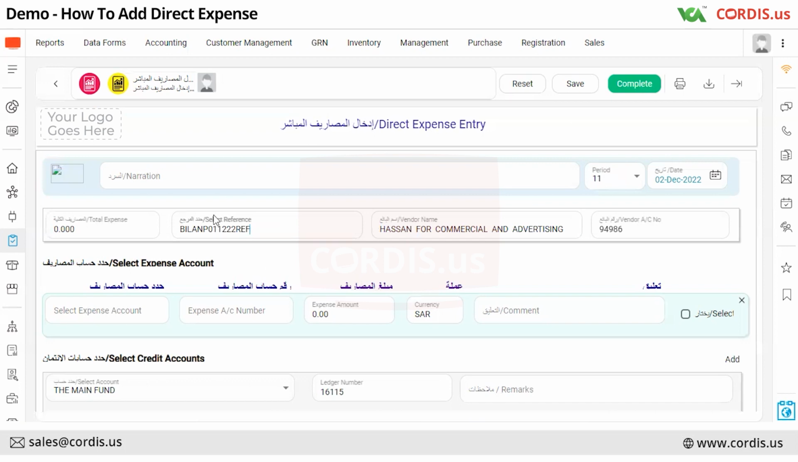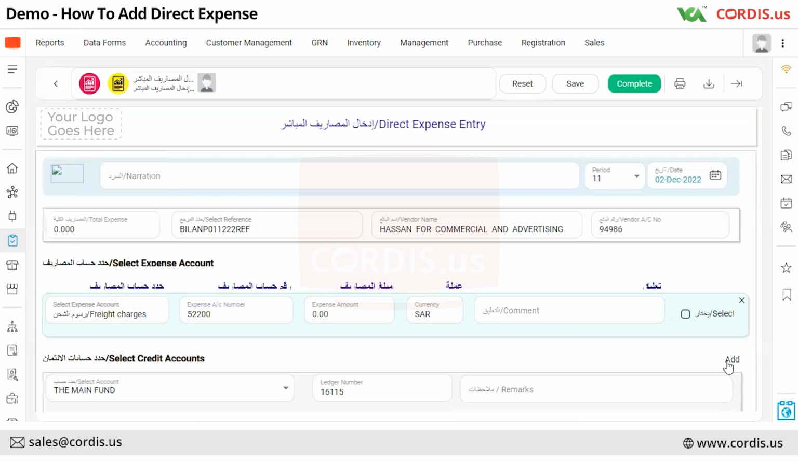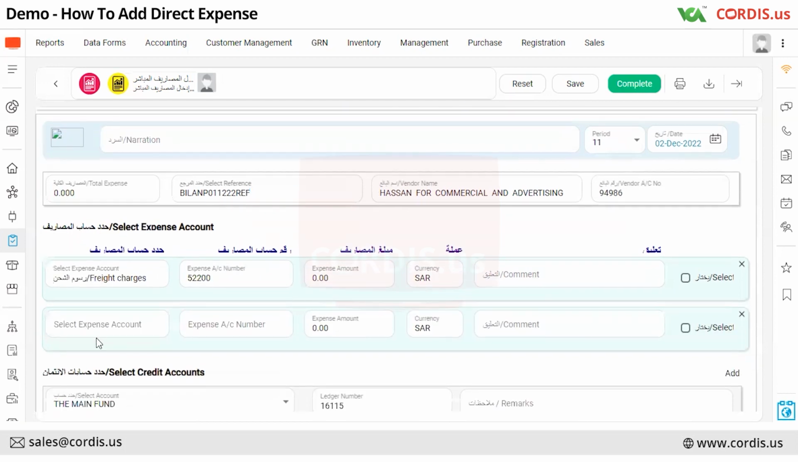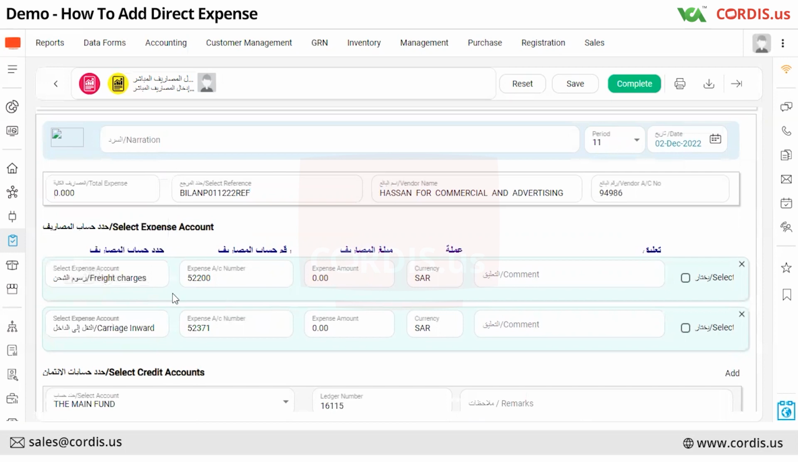After selecting the reference, we will select the expenses. It can be freight charges, and there can be carriage inwards. When we select the account, we will be able to see the account number, and we will be able to give the direct expense in the expense amount. In case we have any comment, we can update the comment over there.